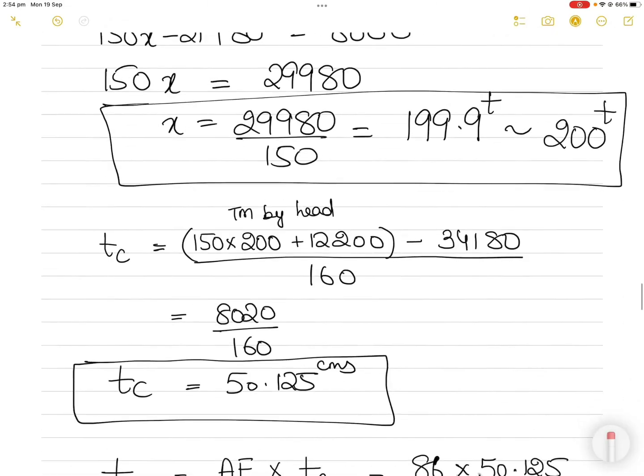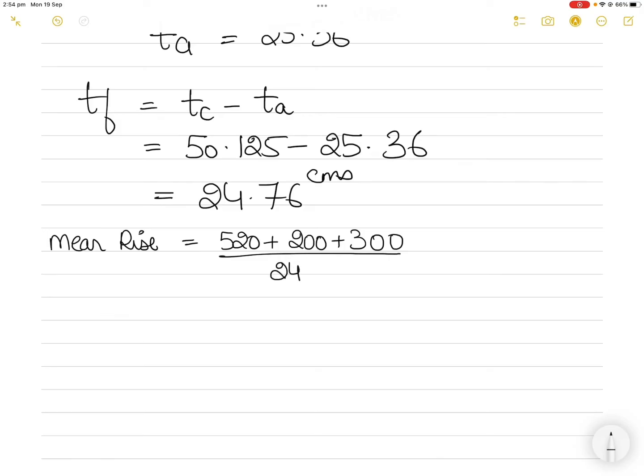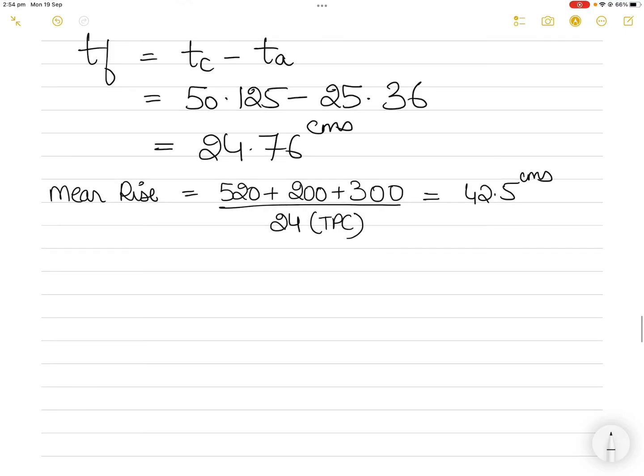So for the total weight being consumed, what we have to do is calculate the mean rise of the vessel. Mean rise, because these weights are being consumed. If the weights were being added, you would calculate mean sinkage. So 520 tons plus 200 plus 300 is the weight discharged, divided by TPC, which is 24, gives you 42.5 centimeters. This is the overall rise of the vessel because of the consumption of these stores.